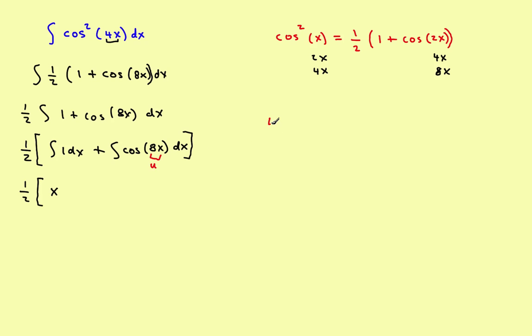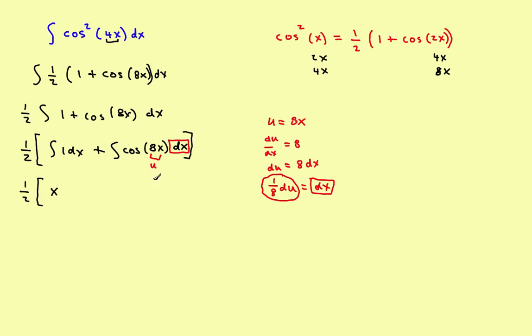So we'll come over here and we'll let u be equal to 8x. And then that means that the derivative of u with respect to x would be equal to 8. So du would be equal to 8 dx. And again, we're going to want to replace this dx right here. So we'll move the 8 over here and get 1/8 du would be equal to dx. So now this matches up with this, and there's your substitution right there. So you replace it with a 1/8 du.